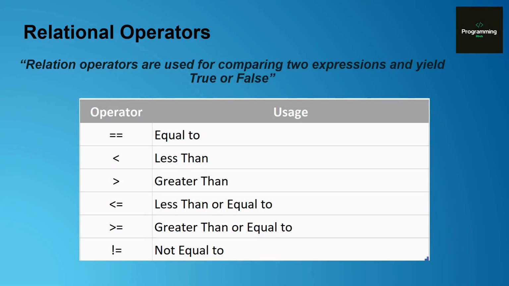So now we will look into the relational operators. The relational operators are used for comparing two expressions and yield true or false, which means they will give you the result as true or false using the two operands. So equal to, less than, greater than, less than or equal to, greater than or equal to, and not equal to. These are the relational operators, which define the relation between the two operands or variables.